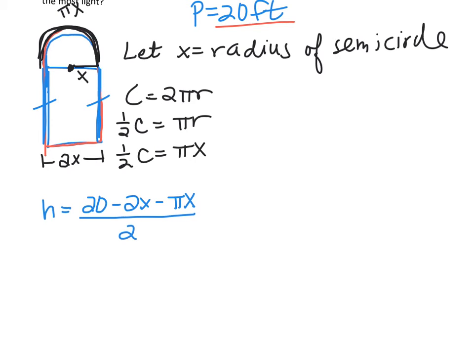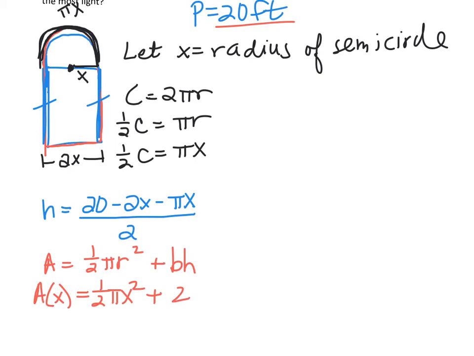Okay, so now I can start piecing together a nice little area formula. So I want to admit the most light is what the original question says. So max amount of light. So my area, if I begin with just my basic equations, I have half pi r squared, because it's half a circle, plus a rectangle, base times height. Now I want area as a function of x. So if I do that, I have a half pi x squared plus base of 2x, height of 20 minus 2x minus pi x all over 2.